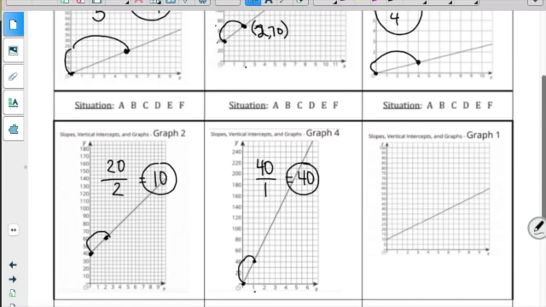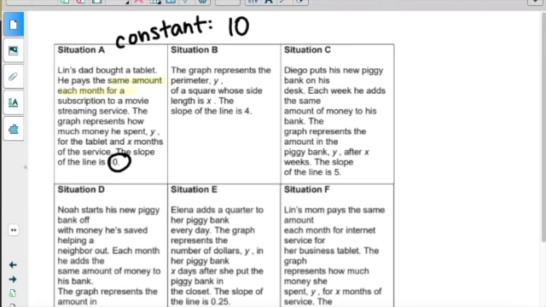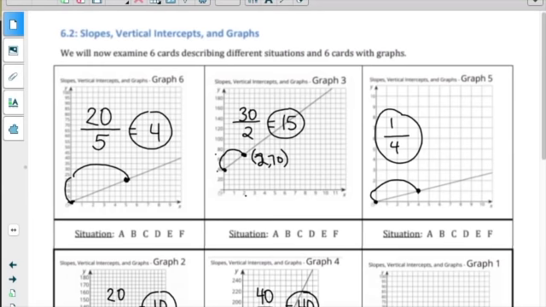So let's look at my situation again. Lynn's dad bought a tablet. He pays the same amount each month. If you are paying the same amount each month, that is a constant rate of change. Constant. And how much is it going to go up each month? Well, our rate of change is 10, so our k, or constant, is 10. Okay, let's look back at our graph. We're looking for one with a slope or rate of change of 10, which is going to be graph 2.